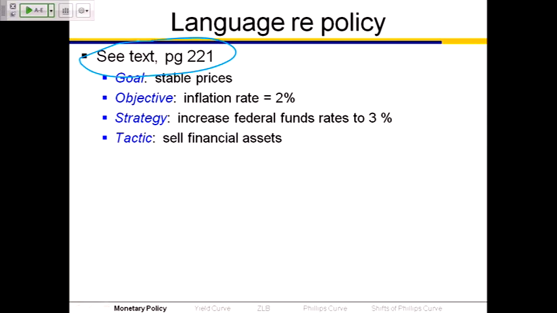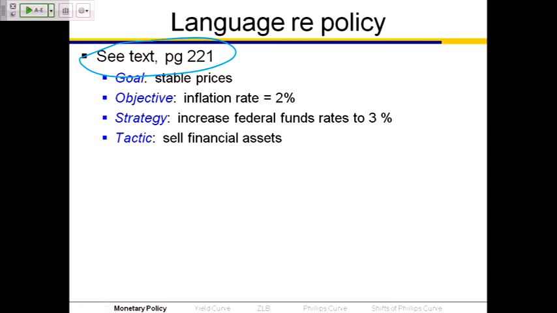A goal is a generalized sort of what you want to achieve in broad strokes fashion, so stable prices, for instance, which is one of the two parts of the dual mandate of the Fed. An objective is a measurable goal. So an objective is something that you can see you did or did not achieve because you did or did not achieve the goal. It's going to have some sort of number or quantitative measurable thing associated with it. So for instance, inflation rate of 2% would be an objective.